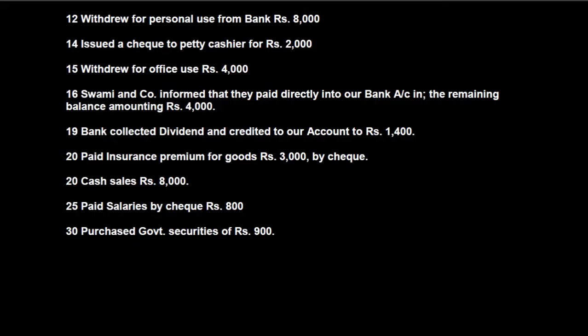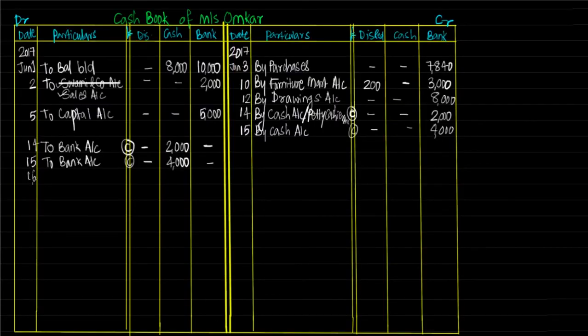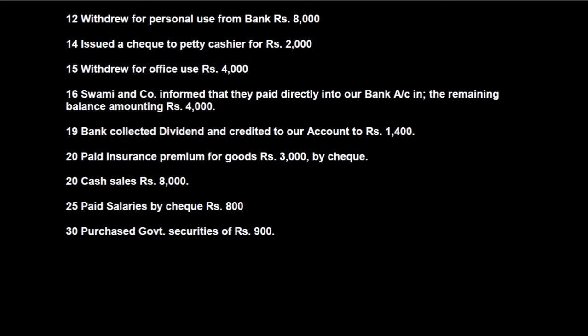On 16th of June, Swami and Company informed that they paid directly into our bank account the remaining balance amounting to rupees 4,000. So here our bank balance would get increased because there is direct payment from Swami and Company. So we would record this in debit of cash book. So on 16th to Swami and Company, credit the giver in bank column 4,000 because he is paying directly into our bank account.